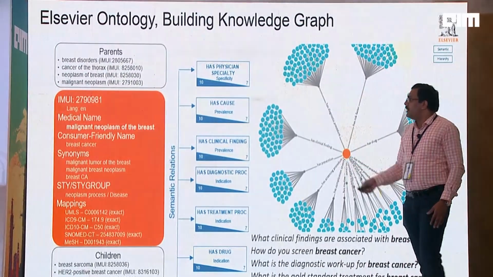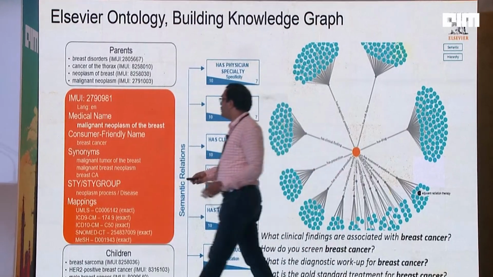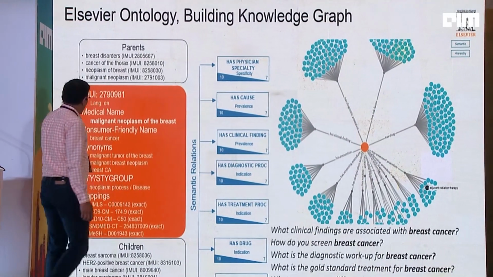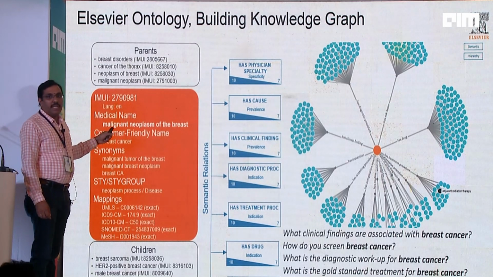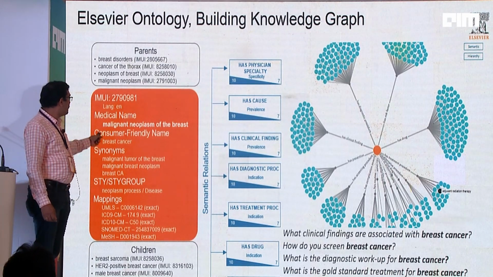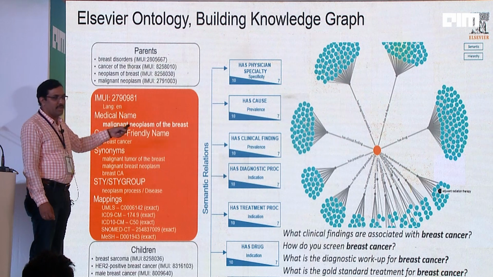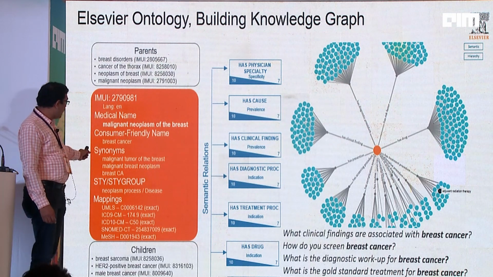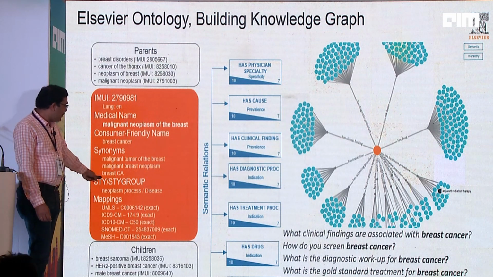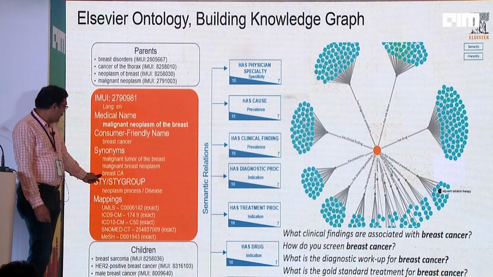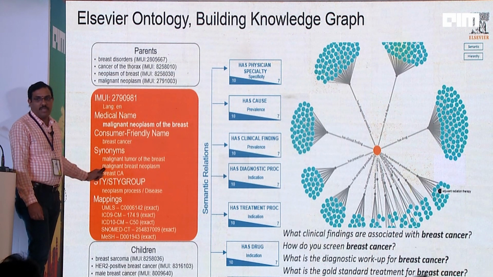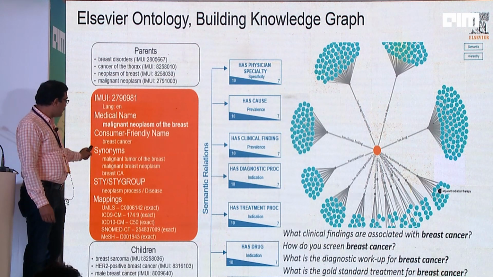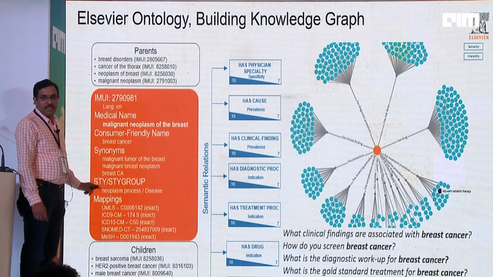Here you see the consumer-friendly name, breast cancer, and there's a medical name. Most clinical teams would know this term by the name malignant neoplasm of the breast. There are a lot of synonyms for the same term. It is a disease, and we have a semantic type, which is neoplastic process, and there are various mappings with international standards. We also keep track of the child elements for this term and also the parent elements.